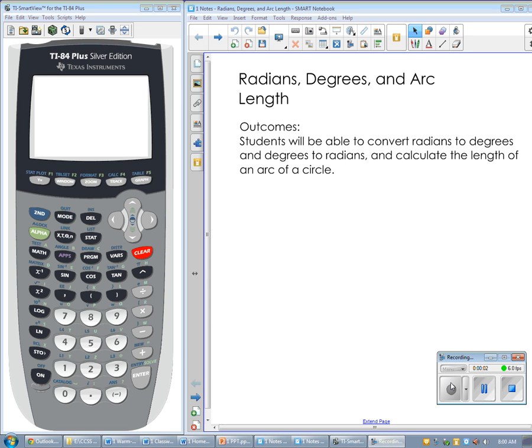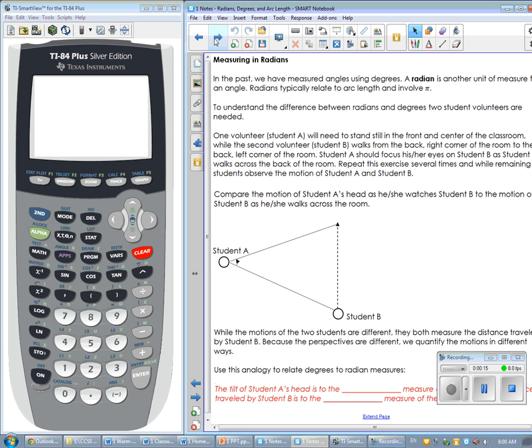Guys, it's Miss Maneely, and I'm going to give you a quick tutorial on how to change from radians to degrees and from degrees to radians. I'm also going to show you how to find the arc length of a sector, or from a circle. So I'm going to jump right into discussing the difference between a radian and a degree measure.